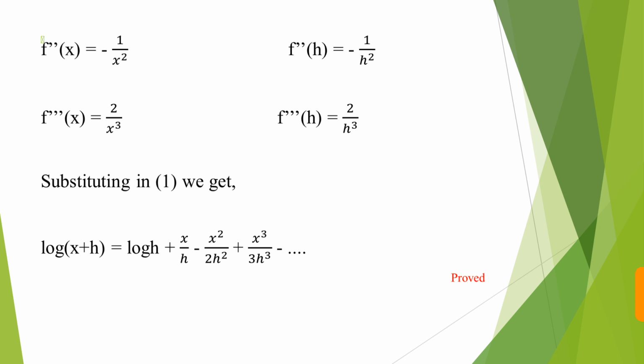in equation number first, and we'll get the expansion of log of x plus h is equal to log h plus x upon h minus x square upon 2h square plus x cube by 3h cube plus up to so on. And this is the required expansion of log of x plus h, and hence LHS is equal to RHS, proved.